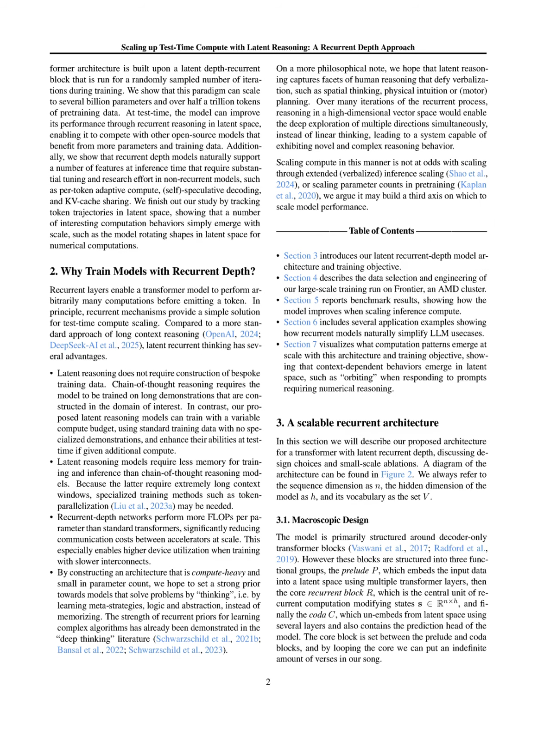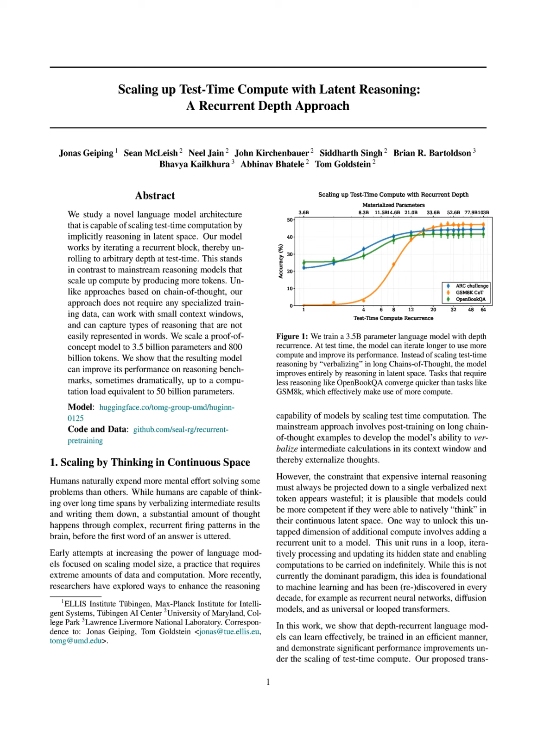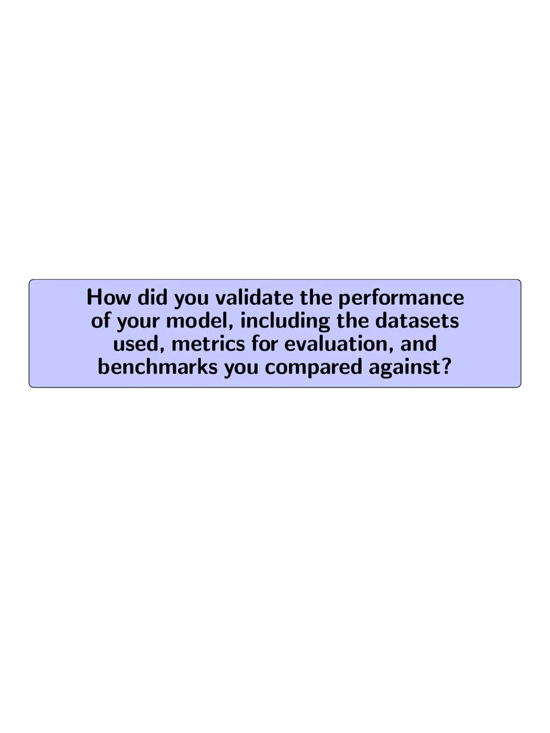Additionally, recurrent depth models can adaptively scale their compute at test time, enhancing performance based on the complexity of the task, while chain of thought models are limited by their fixed inference structure. Overall, these models exhibit improved computational efficiency and the ability to learn complex reasoning behaviors, making them more adept at handling diverse tasks. How did you validate the performance of your model, including the datasets used, metrics for evaluation, and benchmarks you compared against?